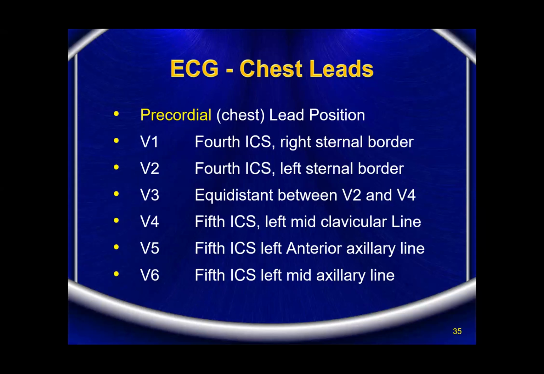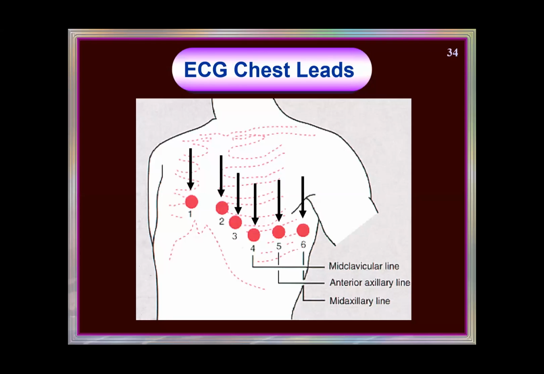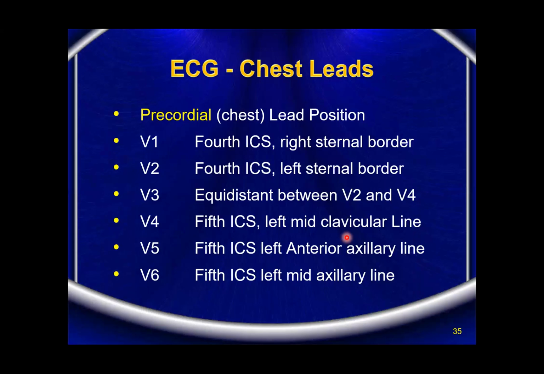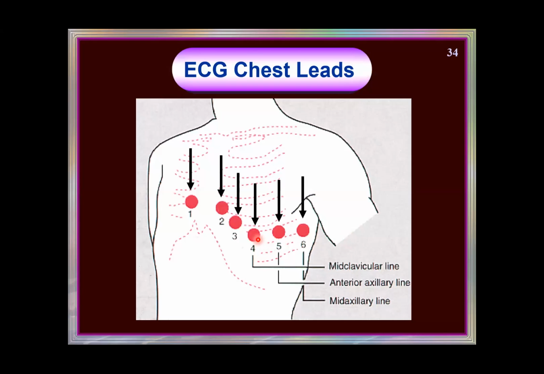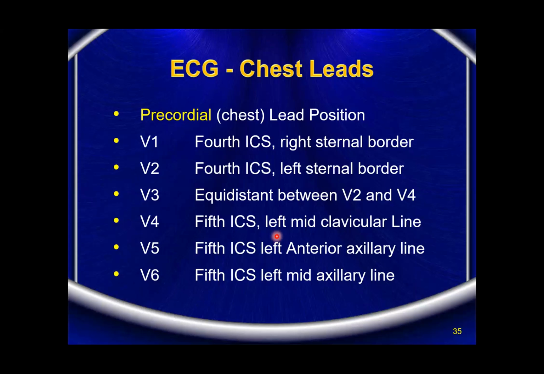And then V3 is equidistant between V4 and V2. So V4 is there and V2 is there. Between them, equidistant, is where V3 is placed. And like an arc, it comes from here like that. And then what is V4? It is the fifth intercostal space, left mid-clavicular line, which is your apex beat. So V4 is almost at the apex, and V2 is at the sternal border, and V3 is in between the two. V5 is the anterior axillary line in the same space, and V6 is in the mid-axillary line in the same fifth space. So these are the positions of the precordial leads.